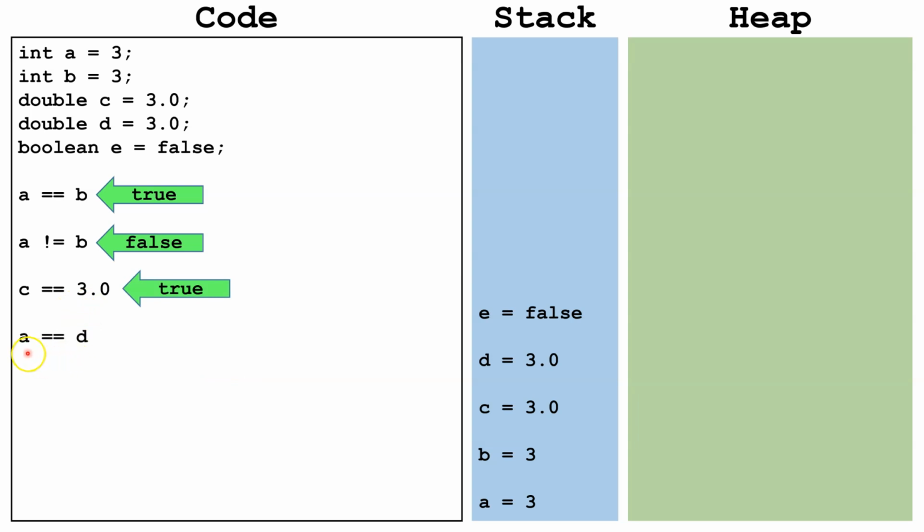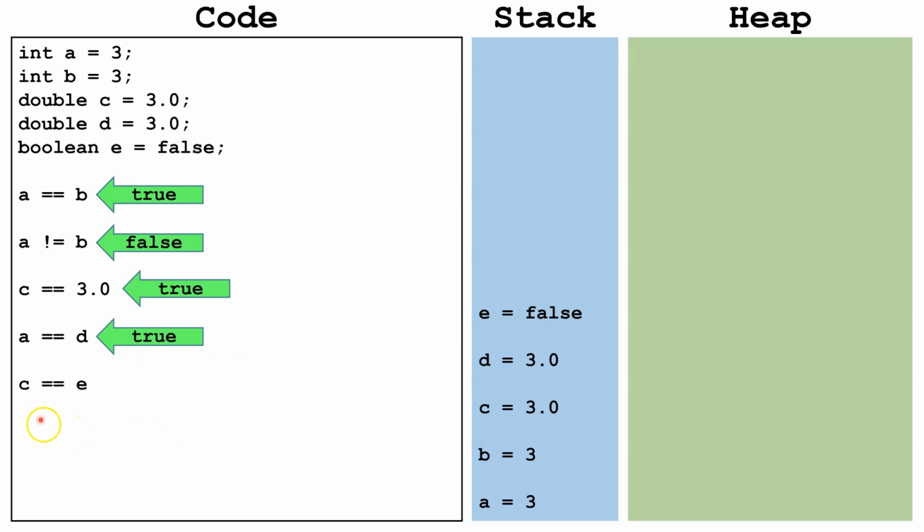Here we're comparing a to d. Now we see a and d are different data types. a is an int, d is a double. However, for this comparison, it will convert a to the double 3.0, and 3.0 is equal to 3.0, so this will evaluate to true.